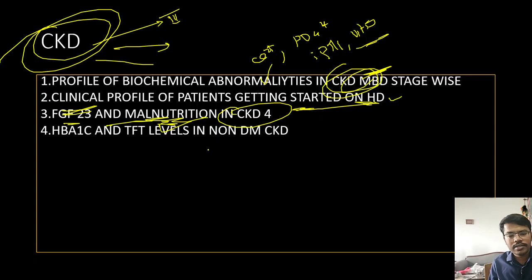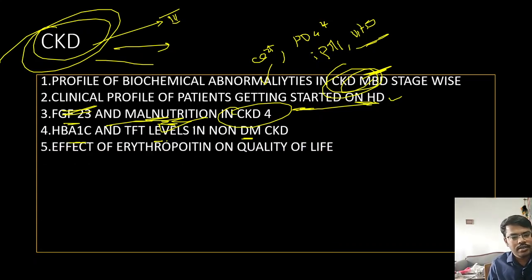HbA1c and TFT levels in non-diabetic CKD. Already done before. Thyroid level in non-diabetic CKD, or you can take diabetic CKD also. Why are we taking non-diabetic CKD? Because HbA1c might have been done in diabetic patients, so the evidence already exists and it might be difficult to publish. So you can select non-diabetic CKD.